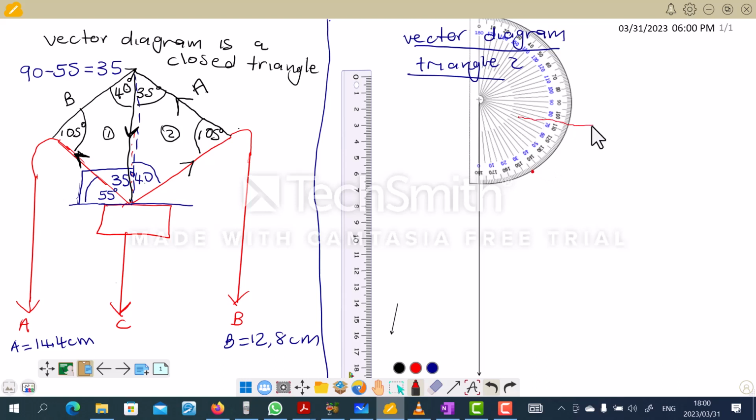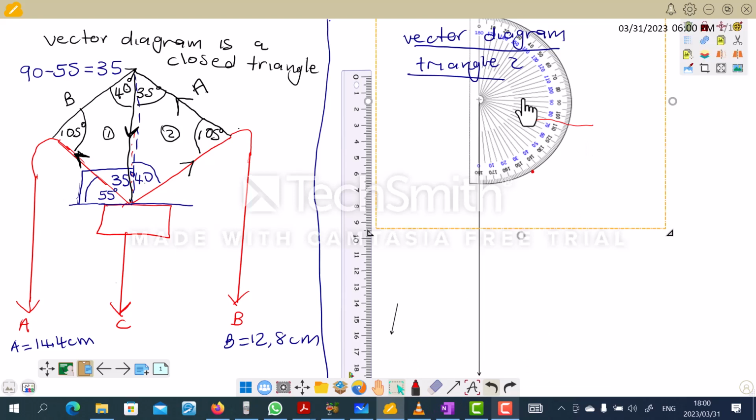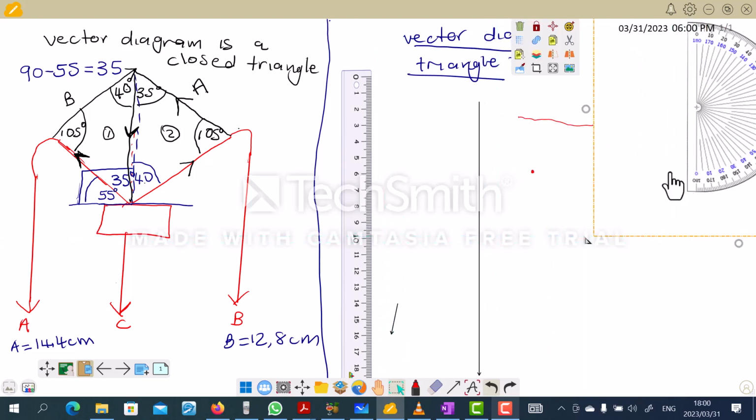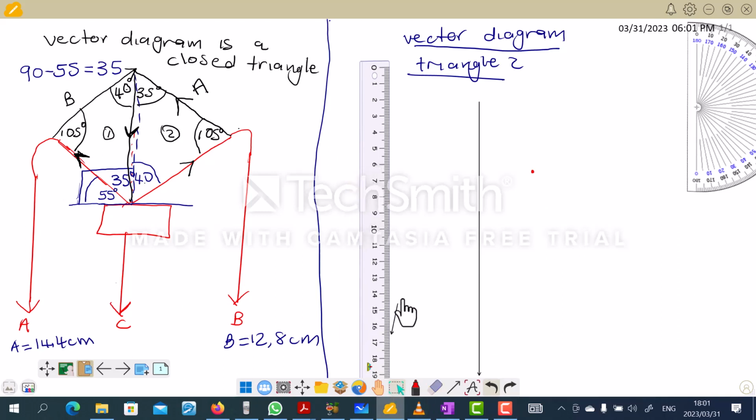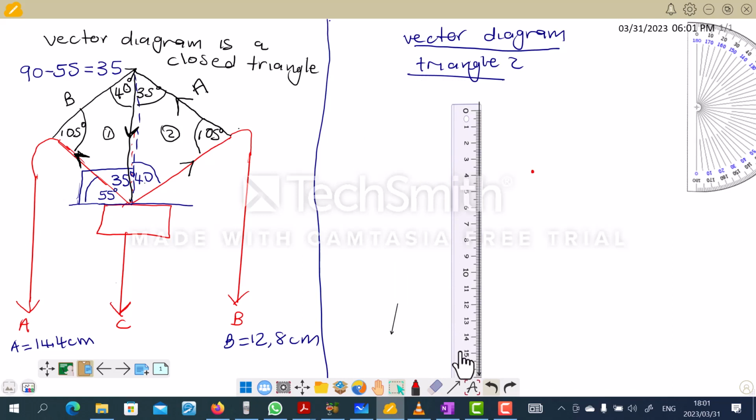Okay, I remove my protractor now. Let me just erase this line here. So I need now to draw vector A, because I know now that the angle from C to A is 35 degrees, and I know the magnitude of this line. We said it's 14.4 centimeters. So I take my ruler again.